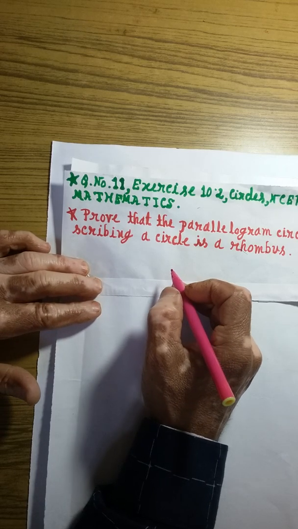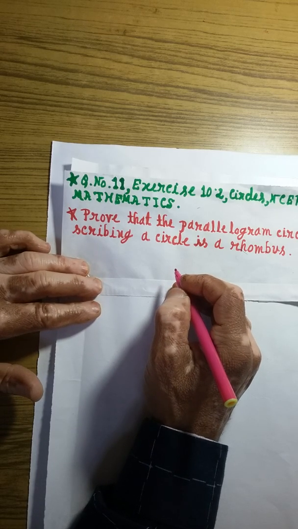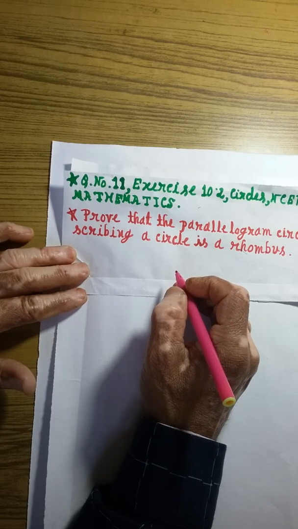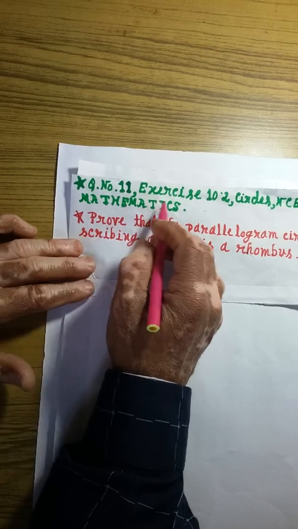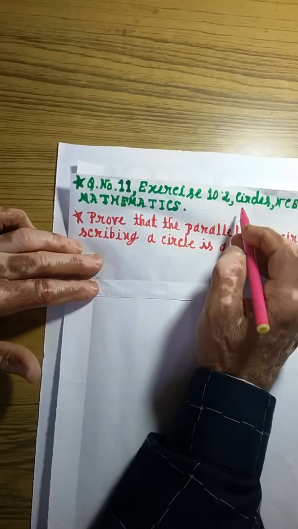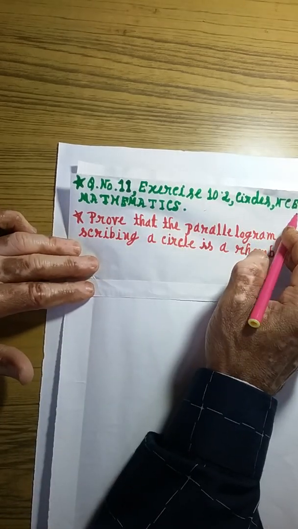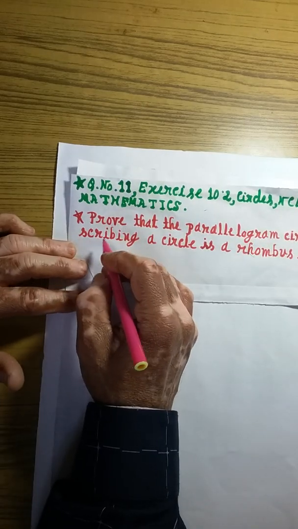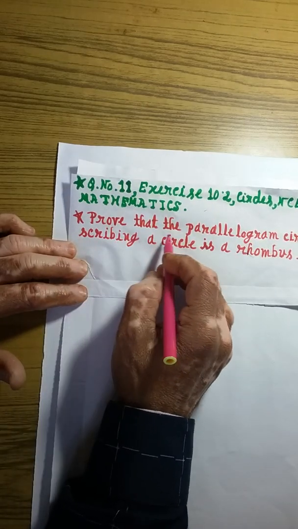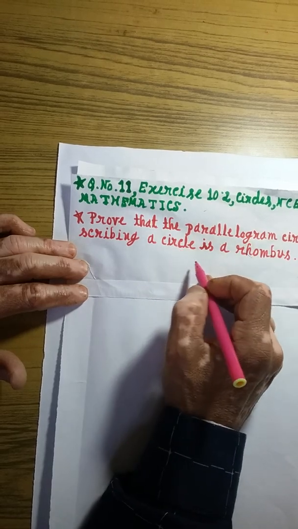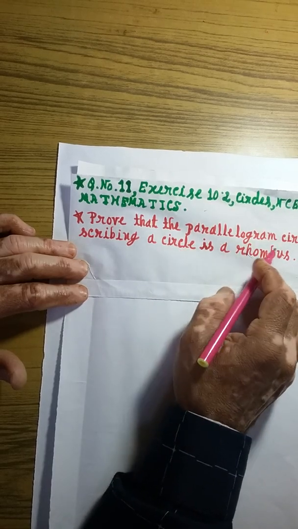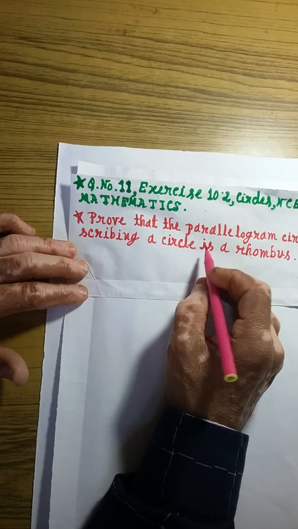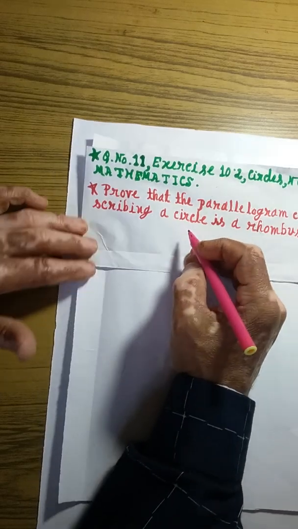Today in my YouTube tutorial video of the new series of educational videos on NCERT Mathematics, which is completely free to you, I have just taken question number 11 from exercise 10.2 of your book under the chapter Circles. Now let us see what the question says. Prove that the parallelogram circumscribing a circle is a rhombus. Here circumscribing a circle means all the four sides of the parallelogram touch the circle externally.